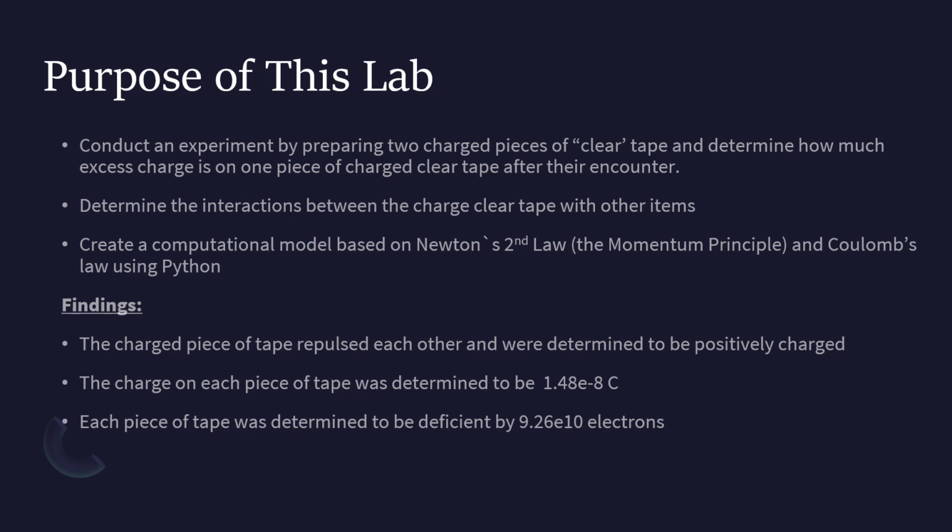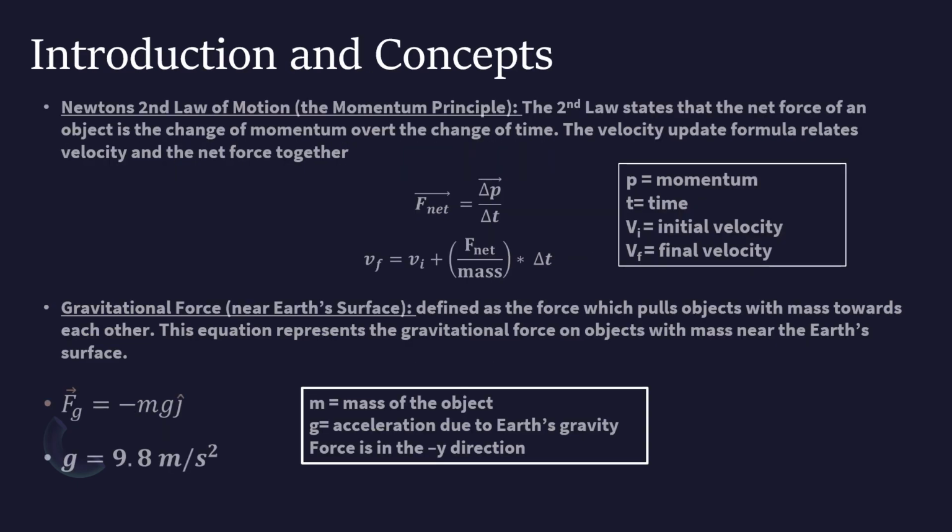The tape will be determined to be positive. The charge of each piece of tape will be determined to be 1.48 times 10 to the negative 8 coulombs, and each piece of tape will be determined to be deficient by 9.26 times 10 to the 10 electrons. Newton's second law states that the net force on an object is the change of momentum over the change of time, where P equals momentum and t equals time.